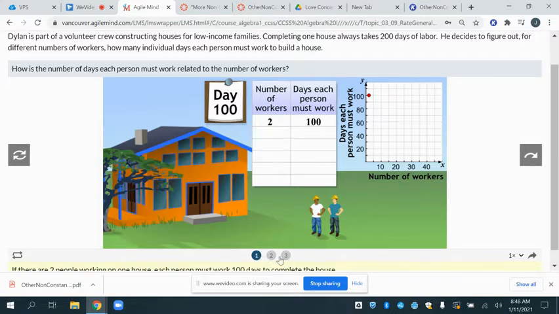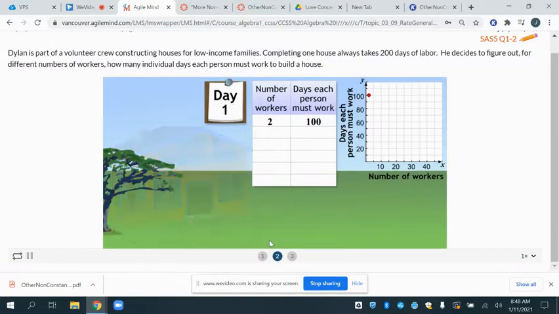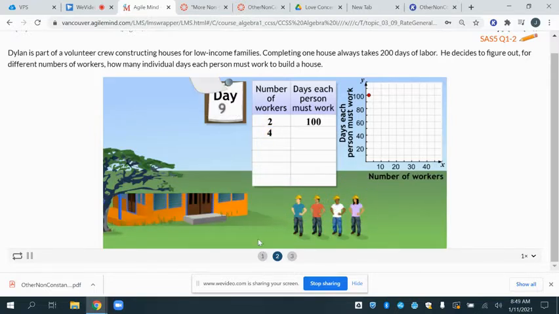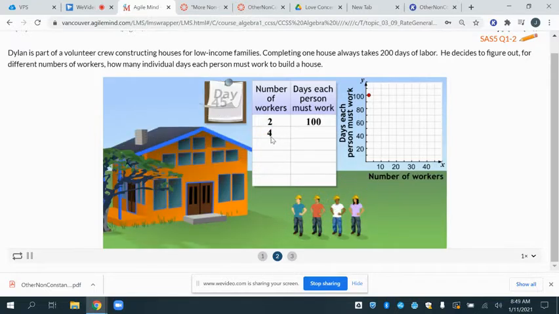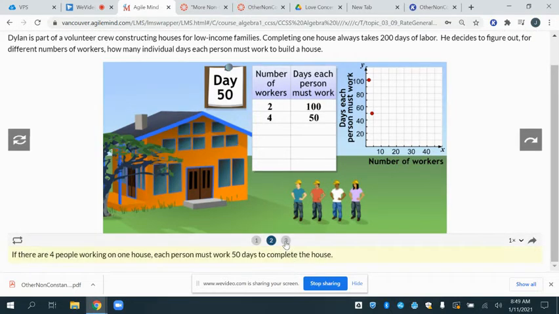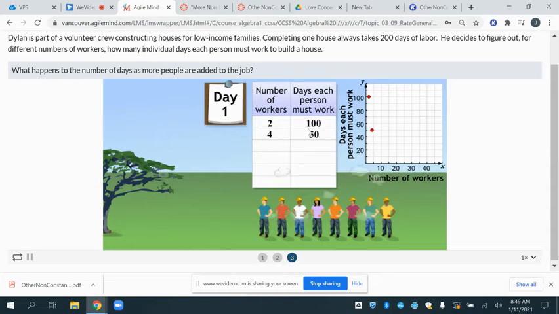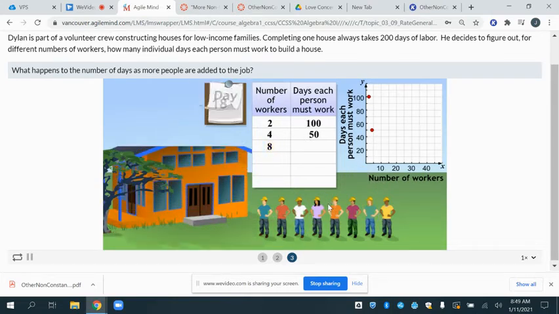What if I move on? What if I have more people? With 4 people, you could probably guess twice as many people, half as long. Now, just so you understand, this is not always how it works in real life. This is assuming everything is proportional, and often in life things are not proportional. There comes a point at which, well, 8 people takes 25 days.